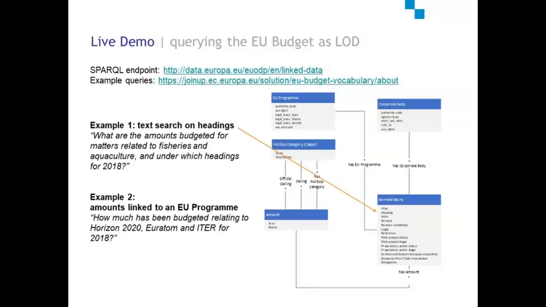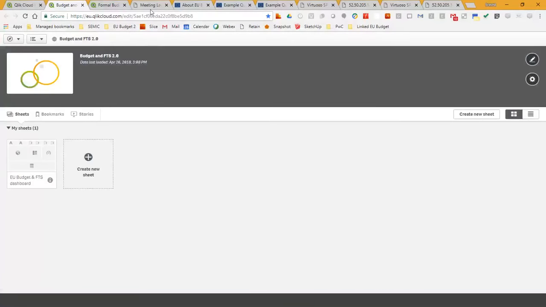Maybe first let me point out, on the right you see a small part of the data model. So what we are querying here is this class that we call nomenclature. It's actually all textual elements that are around a specific amount. So we will focus on querying the values inside the heading of the nomenclature. So let me share my screen, just a second. So that works.